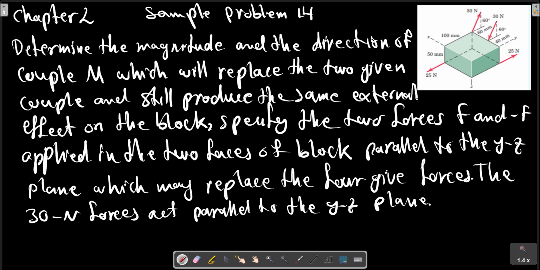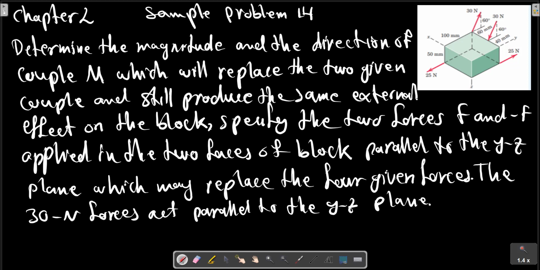Chapter 2, Sample Problem 14. Determine the magnitude and the direction of couple M, which will replace the two given couples and still produce the same external effect on the block. Specify the two forces F and minus F applied in the two faces of the block parallel to the YZ plane, which may replace the four given forces.